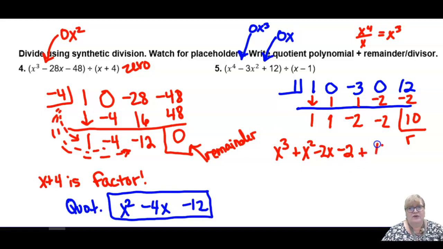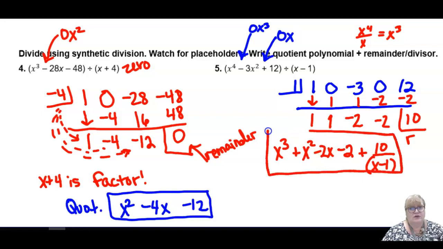Plus, we had a remainder of 10 divided by, it says write your remainder over divisor. The divisor here was x minus 1. And I'm going to put that in parentheses just to make sure you see it's all in the divisor. So if I wanted to check that again, I take x minus 1 times all of this and add 10, and I should get back to x to the fourth minus 3x squared plus 12. All right, I'm going to stop. This is the video on dividing, both long division and synthetic division.